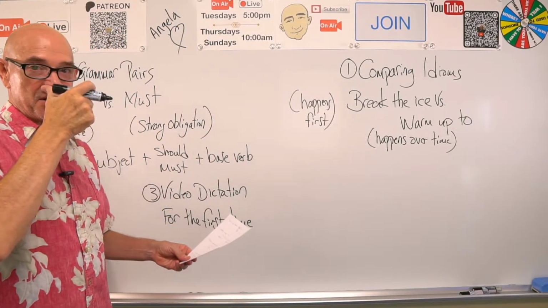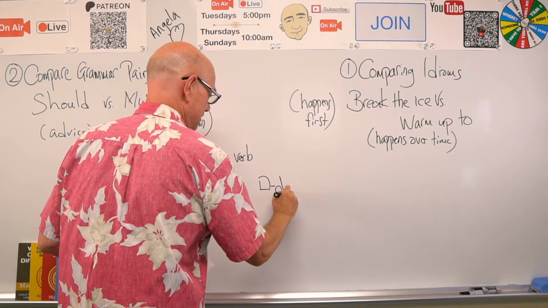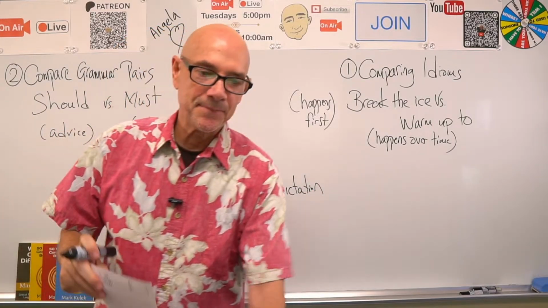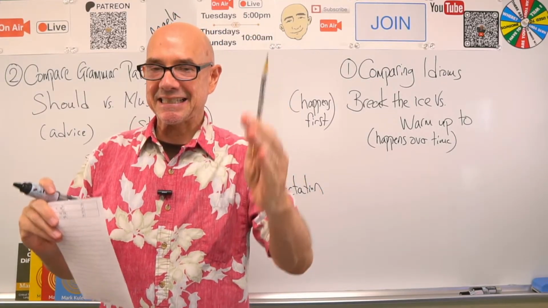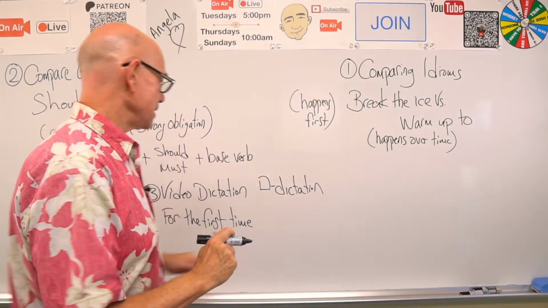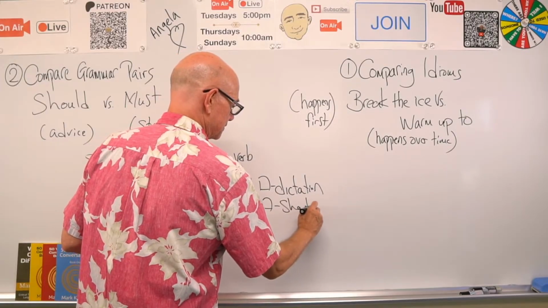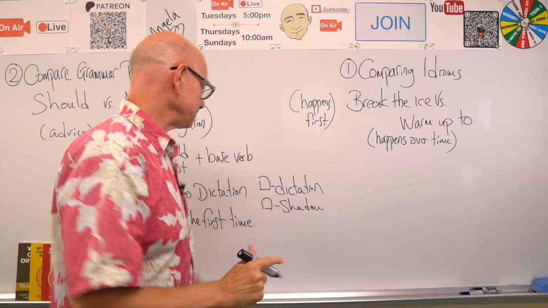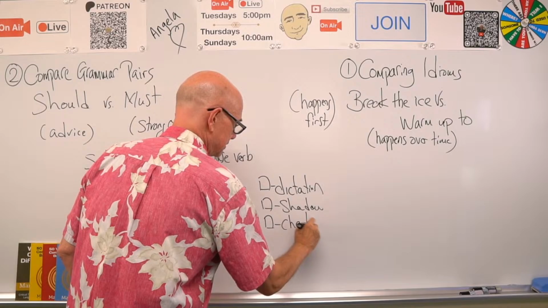Okay, and we have 5 steps for video dictation. So step 1 is dictation, of course. For dictation, you need pencil and paper, right? You're going to be listening. I will read 8 sentences and you'll write them down word for word. That is dictation. Then step 2, we will shadow the sentences. So we will say the sentences together.